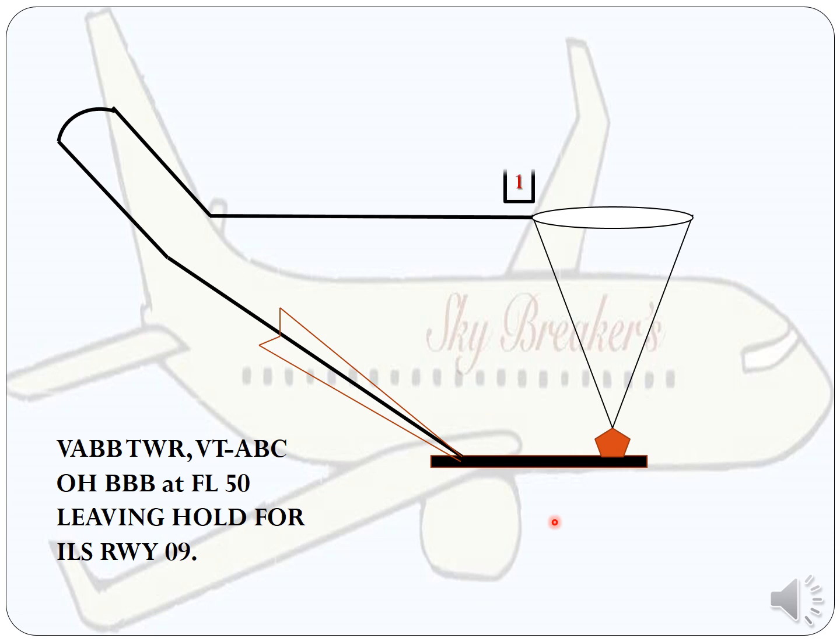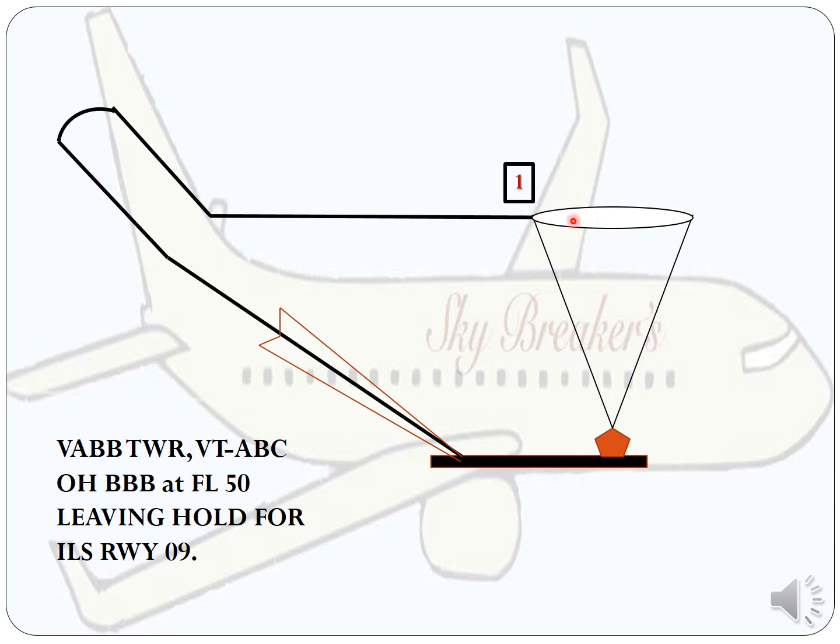This is the first report you need to make. How will you make the report procedures? "Mumbai tower, Victor Tango Alpha Bravo Charlie, overhead, Bravo Bravo Bravo." That is your overhead. Consider this is Mumbai airport, and this is a view over the Mumbai airport, and you are over the station now at flight level 50.